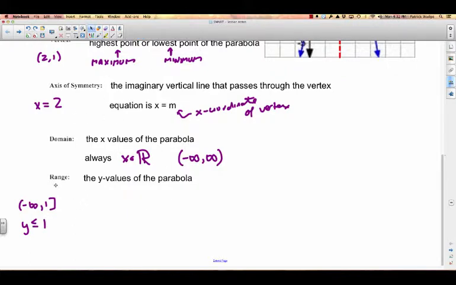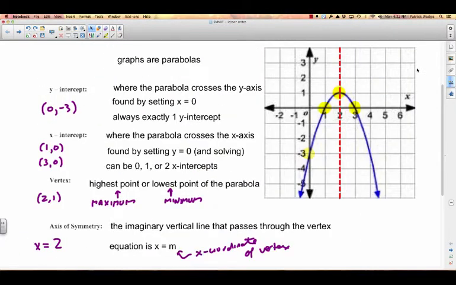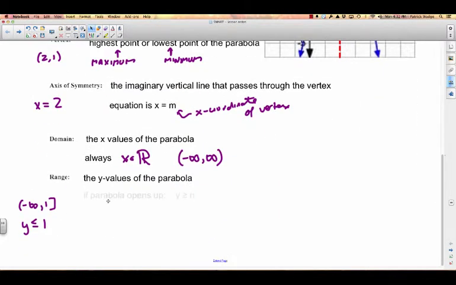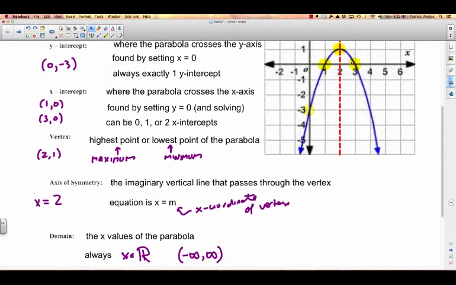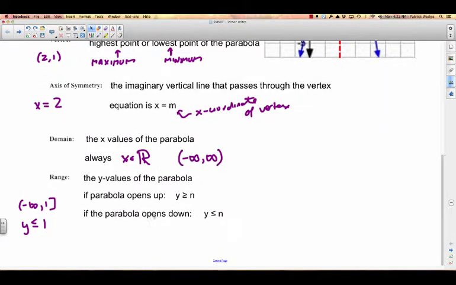And in fact, it's always going to be like this if you have a maximum like we have. If it opens down, like this one right here, the parabola is opening downward. And if that's the case, your equation is always going to be y is less than or equal to n. What's n? n is the y coordinate of the vertex, right? If you look at my range right here, y is less than or equal to 1. And 1 was the y value of the vertex, so that worked out perfectly. The other way you could write this is from negative infinity up to n. That's the other way you could write it if it opens down.